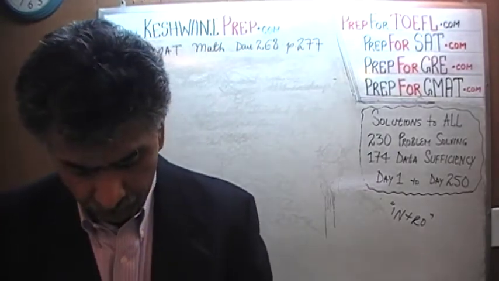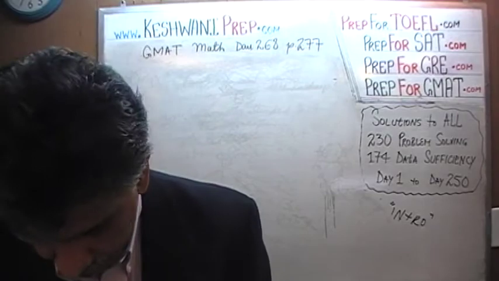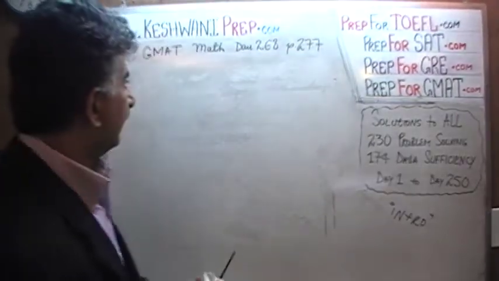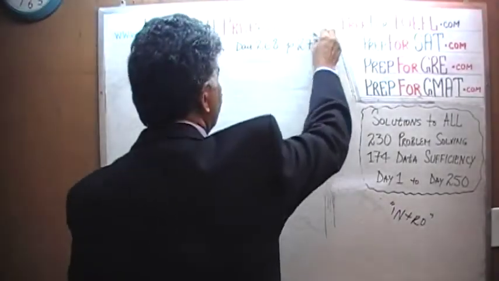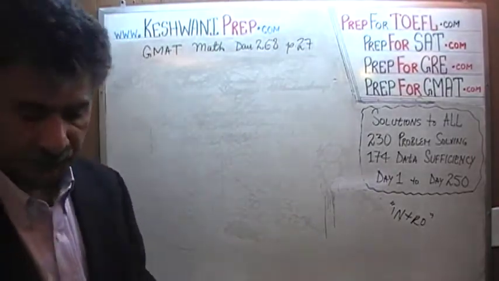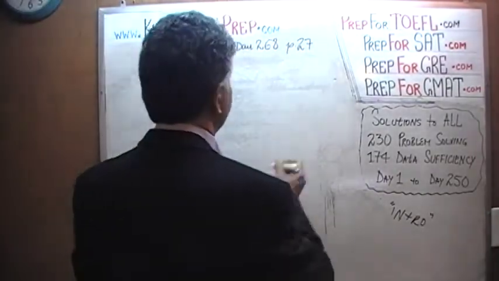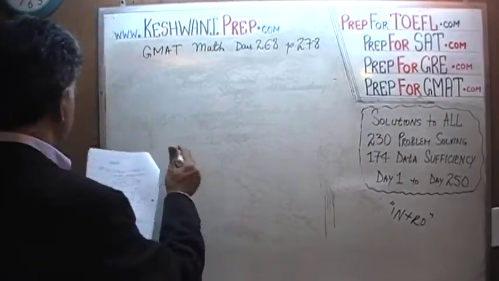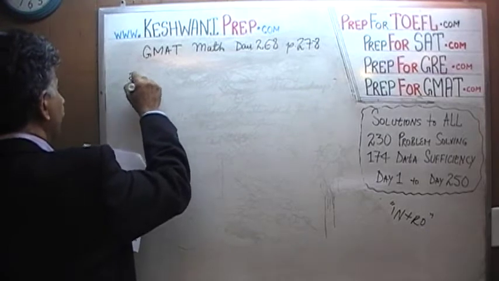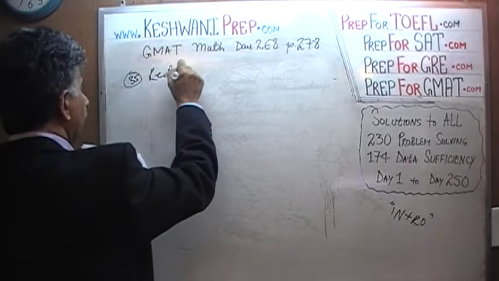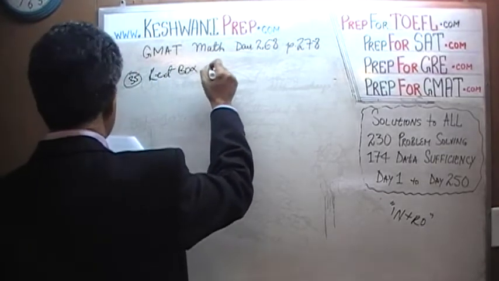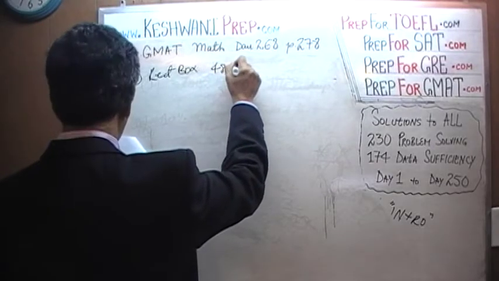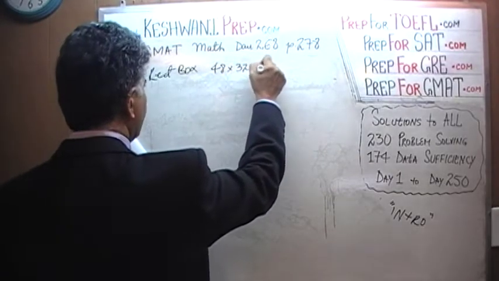The problems that we are about to solve are the ones that you will find on page number 278. Please turn to it. The very first problem on page 278, that will be number 35. It says that we have a rectangular box, which is 48 by 32 by 15.